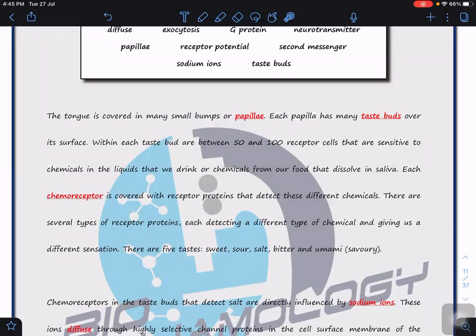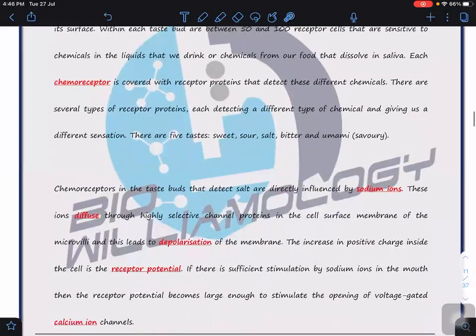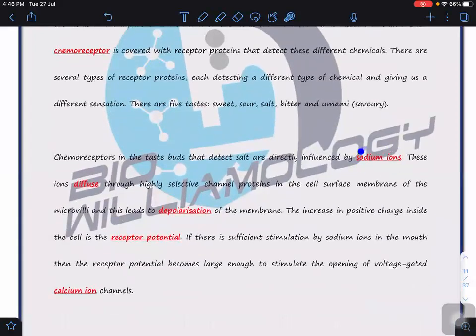So our five tastes are sweet, sour, salt, bitter, and umami. Sweet, sour, salty, bitter, those are the tastes. So the chemoreceptors in the taste bud that detect salts are directly influenced by sodium ions, because we know that sodium chloride is the salt.